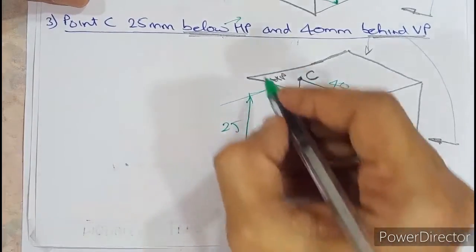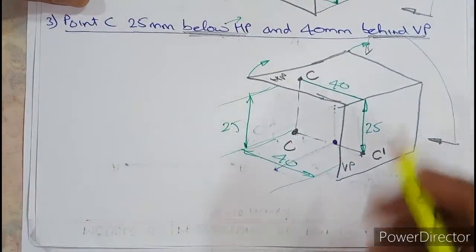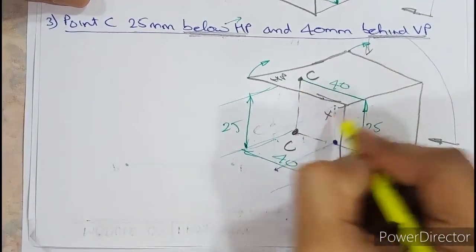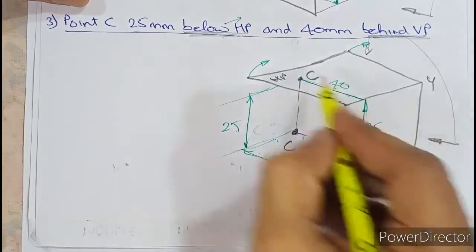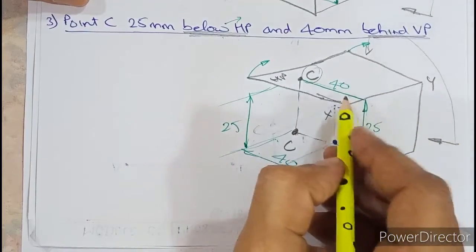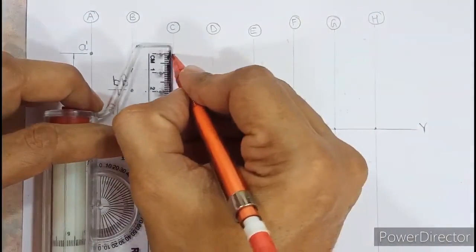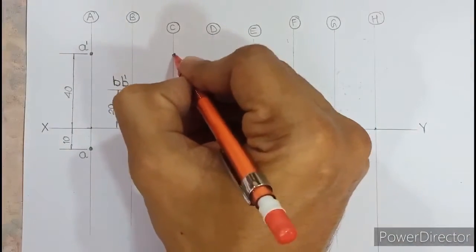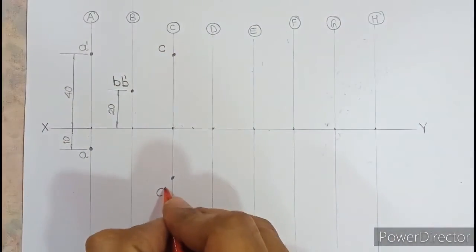Now, when you want to turn the plane, always turn the plane in clockwise direction. What is going to happen? C dash will remain down by 25 and C will move up, above XY by 40 millimeter. So in the third quadrant, front view always remains below XY and top view is above XY. So we need to mark 40 above and 25 below. Let us do that here. 40 above and 25 below: 10, 20, 25. I'll mark these two points, and they are shown in the third quadrant. So this will be C and this will be C dash.